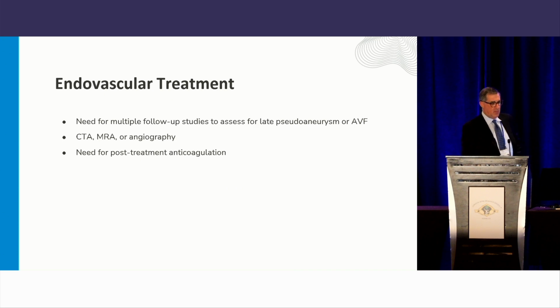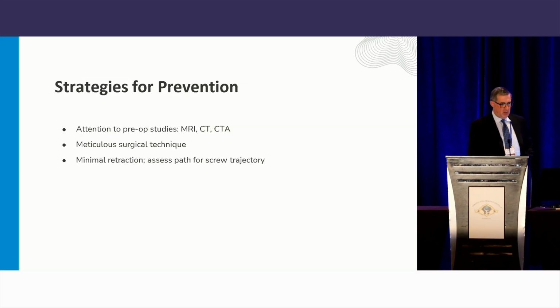So you need to have multiple follow-up studies to assess for late pseudoaneurysm or arteriovenous fistula. CTA, MRA, or angiography can do that, and you need to anticoagulate the patient postoperatively. So strategies for prevention would be attention to preoperative studies. This is obviously the best way. You don't want to have to deal with this. Meticulous surgical technique and knowing the landmarks, minimal traction, and assess the path for your screw trajectory, either anteriorly or posteriorly.